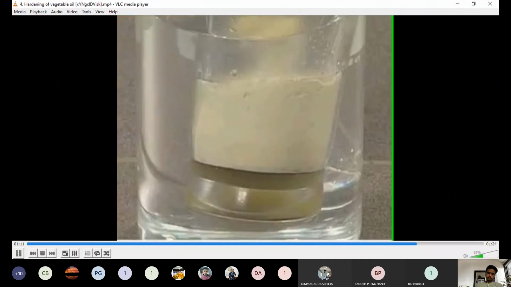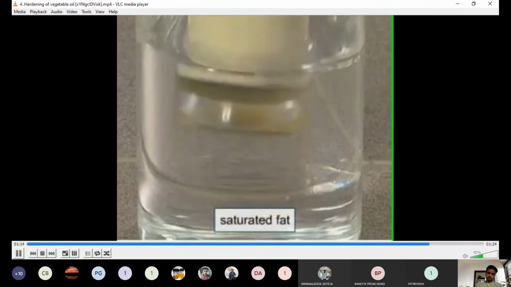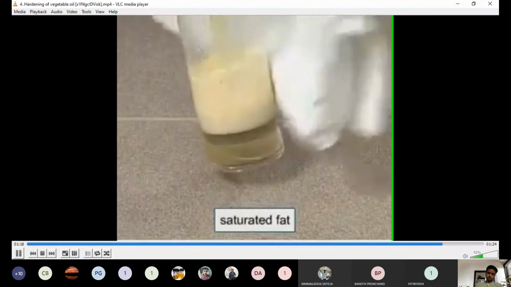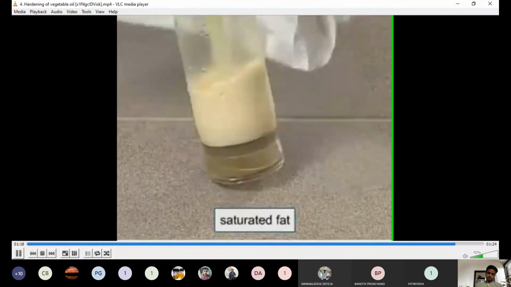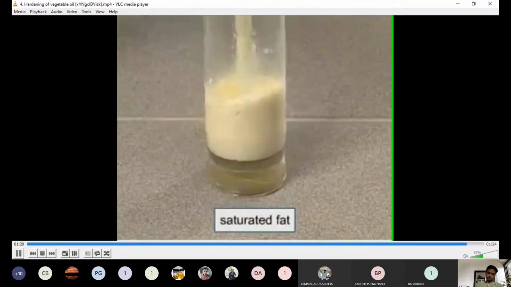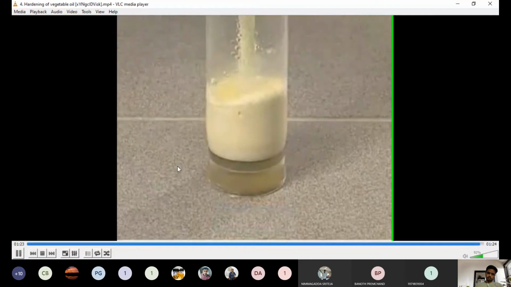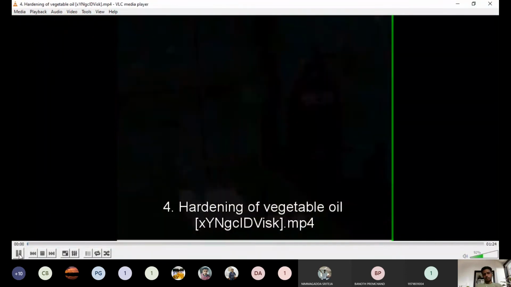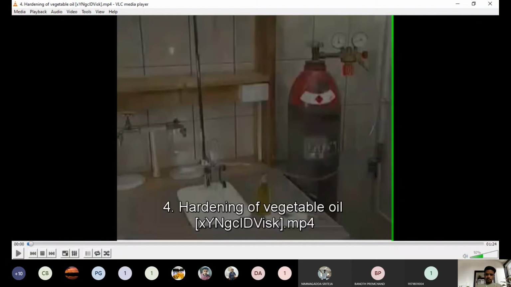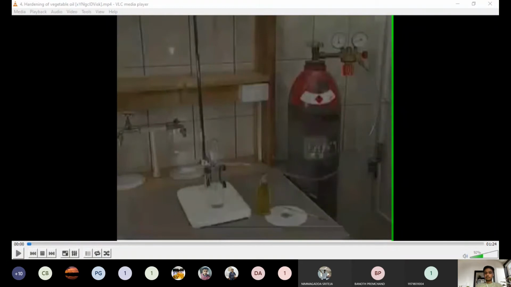The olive oil gradually changes its physical state. It solidifies and becomes a saturated fat. This is called a conversion of unsaturated fatty acids to saturated fatty acids. It is nothing but a solidification of oil, or a hardening of oil, or simply hydrogenation of oil. This is regarding the oil industry.